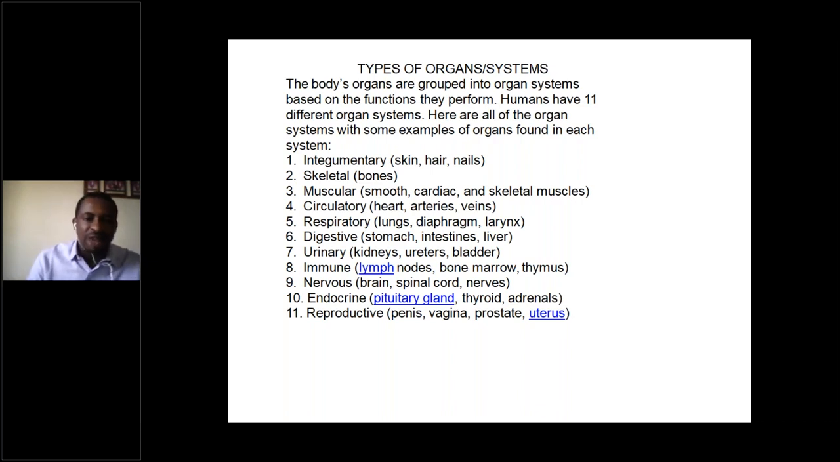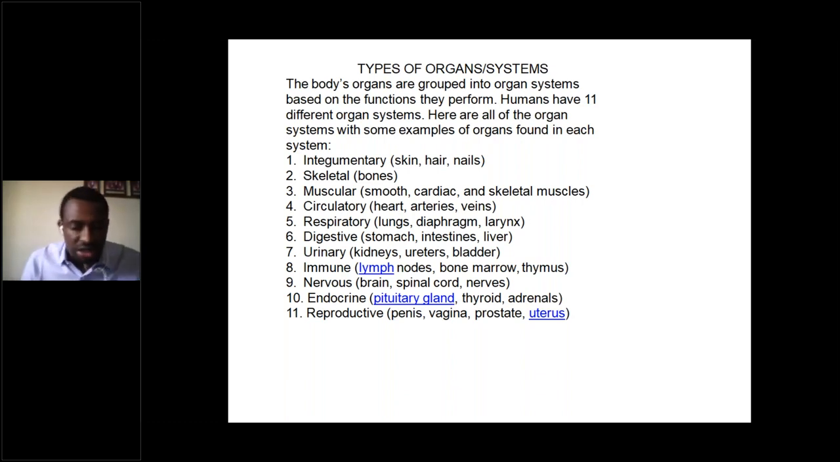Immune system, we have the lymph nodes, the bone marrow, the thymus. And we have the nervous system, another very important system, where you have the brain, the spinal cord, and the nerves. Then we have the endocrine system, a very important, sensitive system. You have the pituitary gland, the thyroid, the adrenals. These endocrine organs sometimes look as if they are at the back of the system, but it's a very important system.